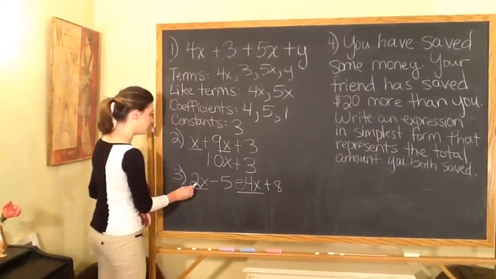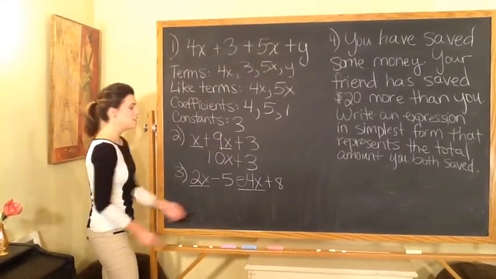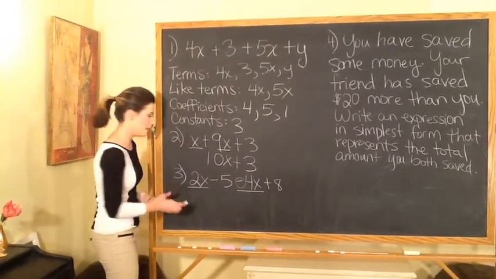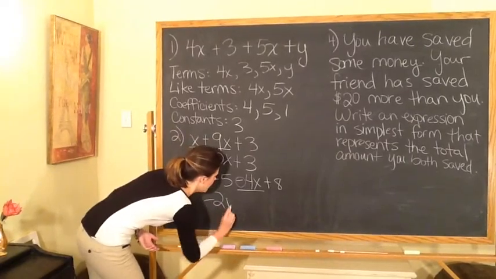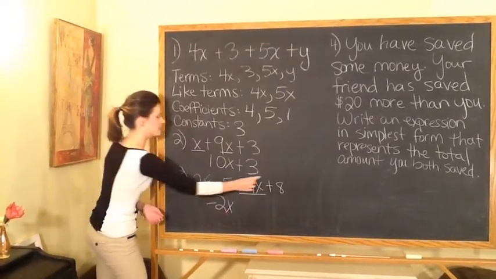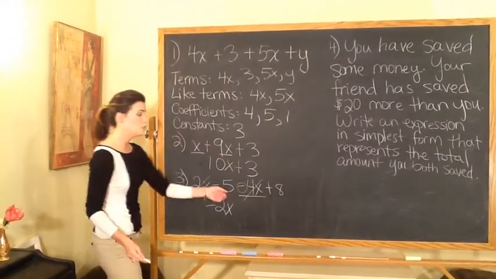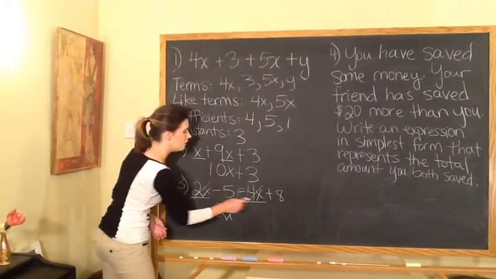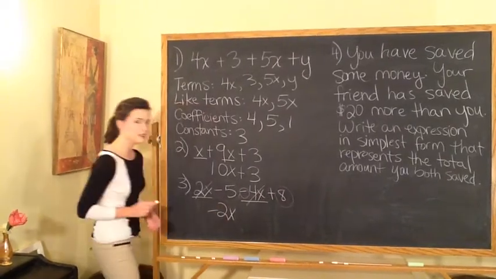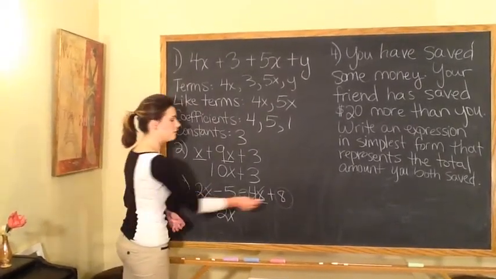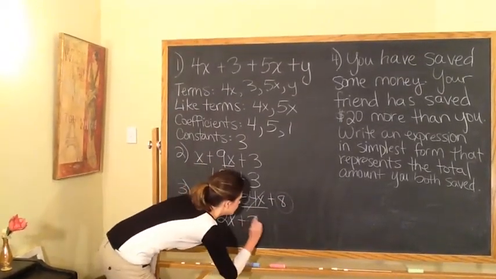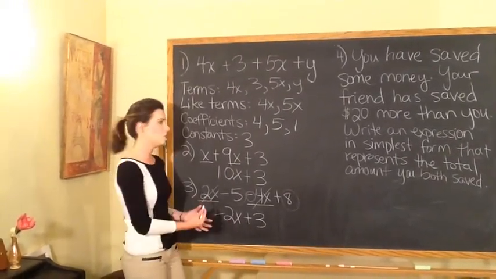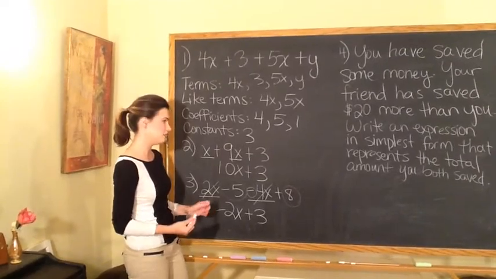So if we subtract 4 from 2, since 4 is a bigger number and we're taking it away, that means we're going to be in the negative. So we're going to have negative 2x. That takes care of these two terms. And now we have two constants left, so we can join those. We have negative 5 and positive 8. If we take away 5 from 8, we'll have a positive 3. So negative 2x plus 3 is the simplest form that we can get this expression into.